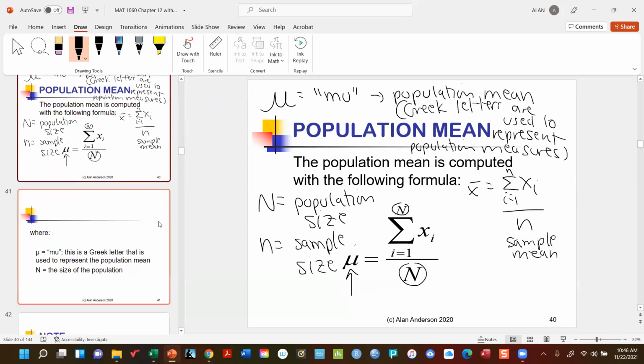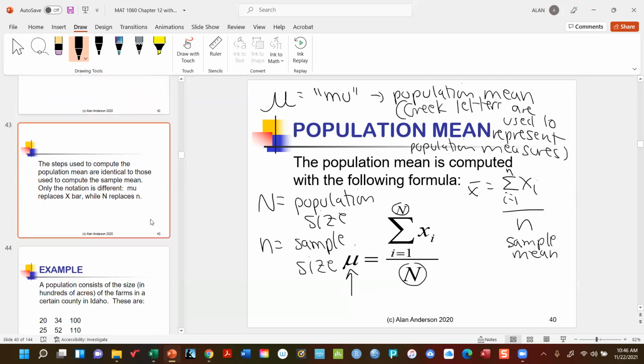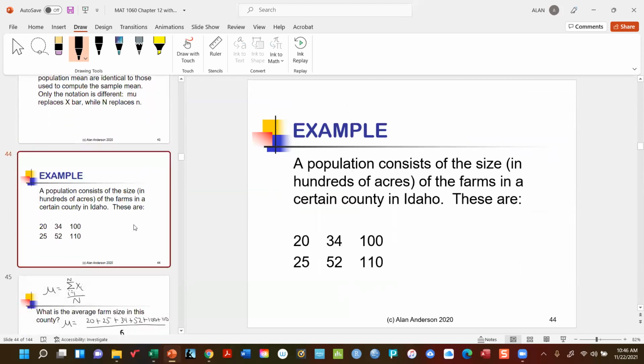So we don't need a separate example for this because it's exactly the same process, although it looks like I did create a separate example. This is the one where we had a small population of farms in Idaho.